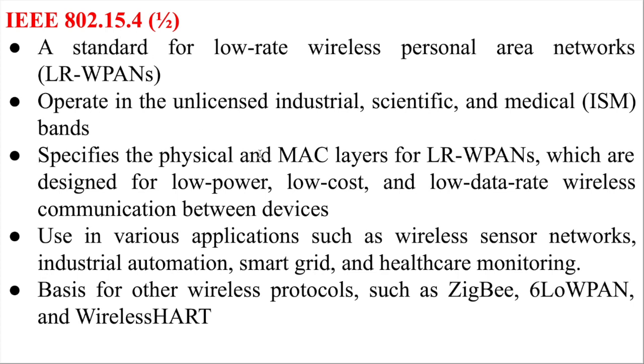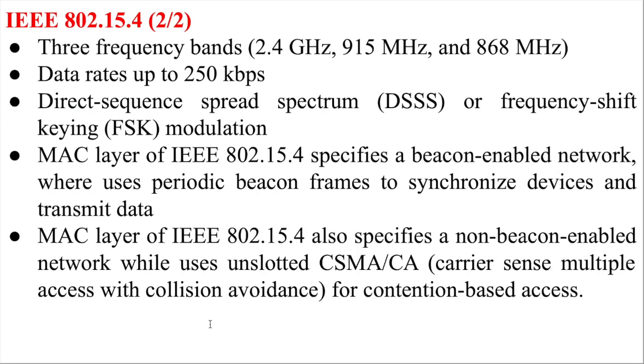And these two layers, physical layer and MAC layer, are of course low power, low cost, low data rate wireless communication networks, good for wireless sensor networks, industrial automation, smart grid, healthcare and other things. And the basis of other protocols such as Zigbee, 6LoWPAN, WirelessHART, all these protocols are based on 802.15.4. This standard uses 2.4 gigahertz and 915 megahertz frequencies and a 250 kbps data rate. This is the important point: a very low data rate.